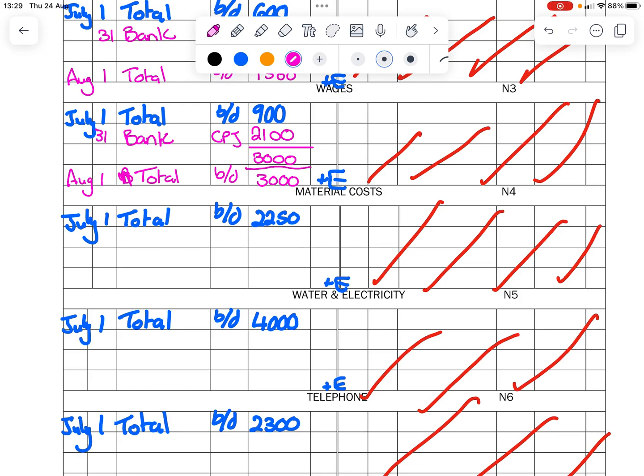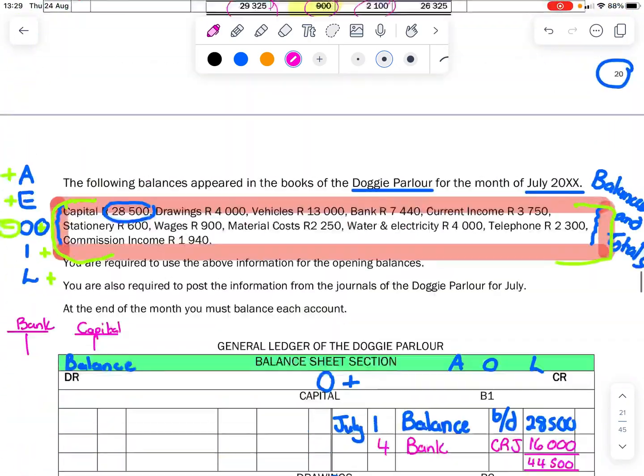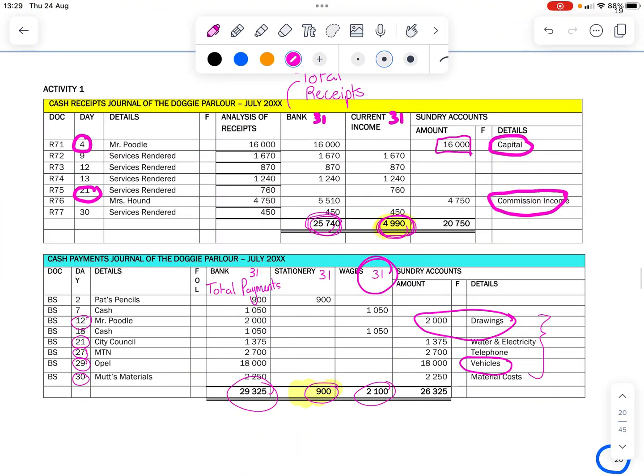Okay. For material costs, water and electricity, telephone, and commission income, please could you guys complete that for homework? Pay careful attention to the dates, please, as these don't have columns. So make sure you go up to your journals and you pay careful attention to the date column for these accounts, as they do not have their own columns. They all take place in the sundry accounts.